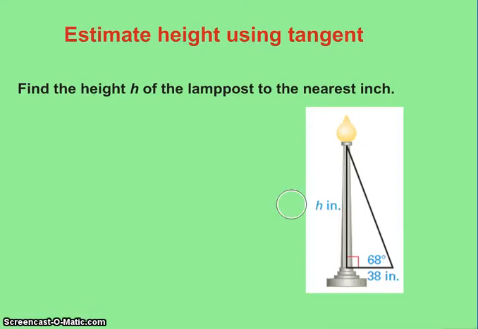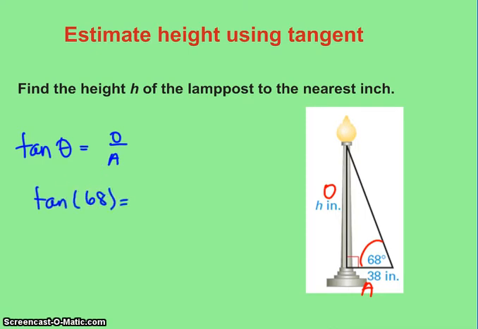So what we have over here is 68 degrees, and I need to label all the sides. The height of the pole is going to be the side opposite of 68. 38 inches, or my distance away from the pole, is my adjacent. Notice that the hypotenuse is here, but we don't have it, we're not looking for it, so I'm not going to use that. Since it's opposite over adjacent, I will be using tangent, because tangent is opposite over adjacent. So the tangent of 68 degrees is the opposite over adjacent.